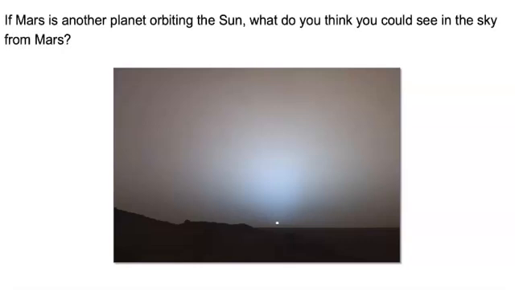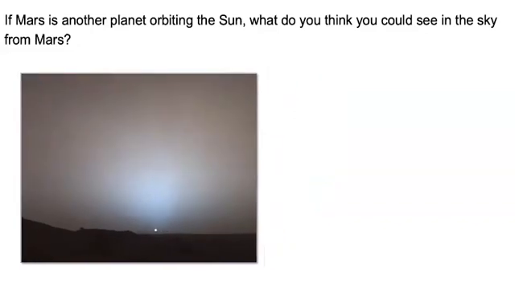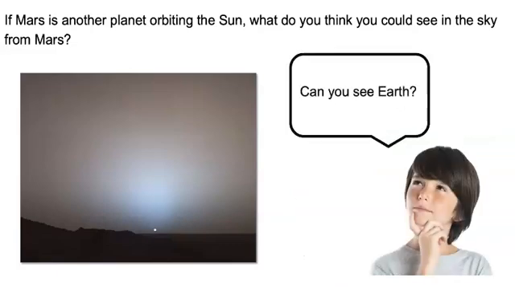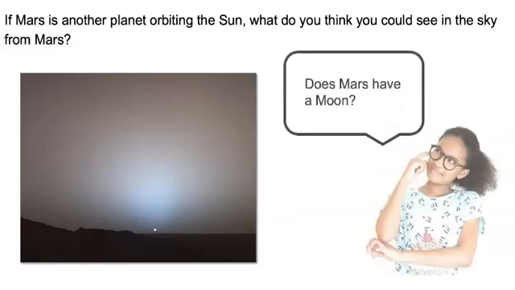If Mars is another planet orbiting the sun, what do you think we could see in the sky from Mars? Well, we know from this photograph, we can see the sun from Mars. Maybe you wonder, can you see stars at night? Can you see Earth? Does Mars have a moon? What do you think?